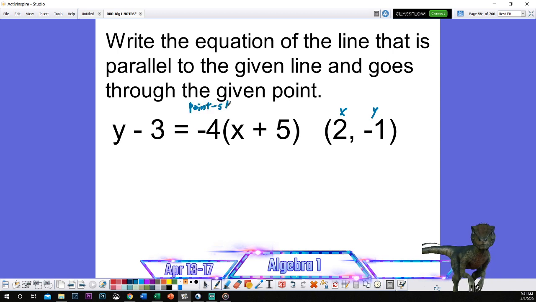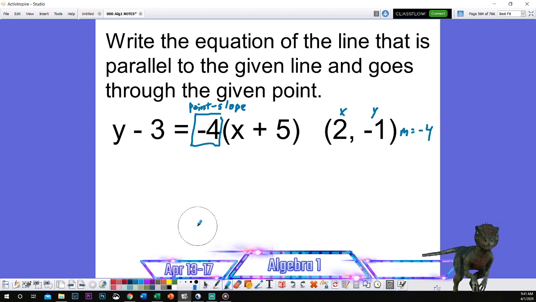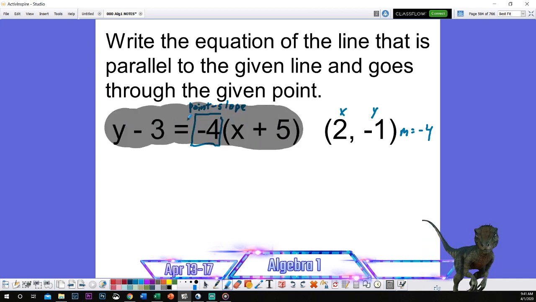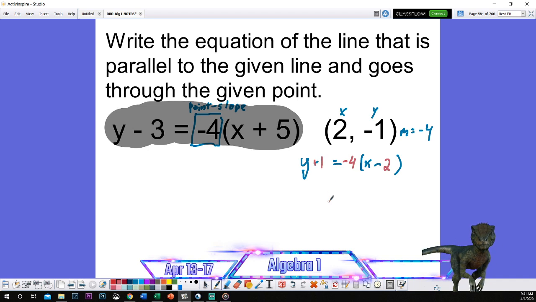Alright, hopefully you decided that this is indeed in point-slope form, which tells me my slope is right here. So I'm going to write down that my slope is -4. After that, we remember that we were just using this for its slope, so we forget all about it. This is the point, this is the slope, so I put it in point-slope form. M goes in the middle, X goes here with the X, and Y goes here with the Y. Again, if this is a real struggle for you, go back to last week's video and that should help you.